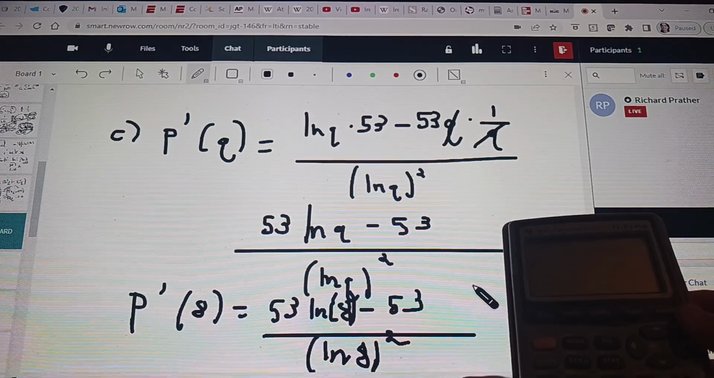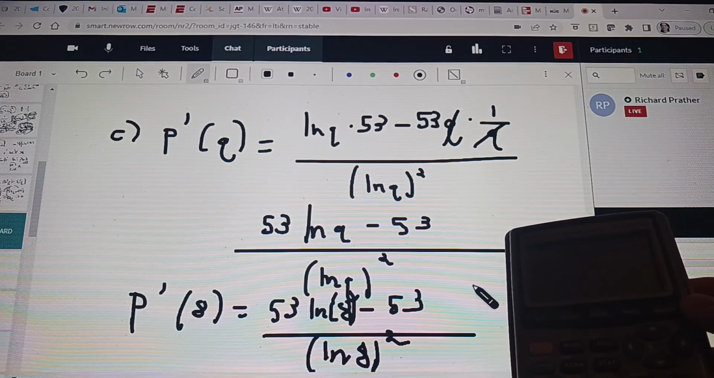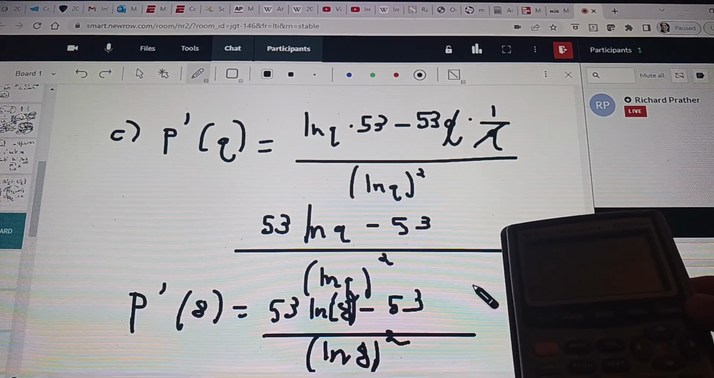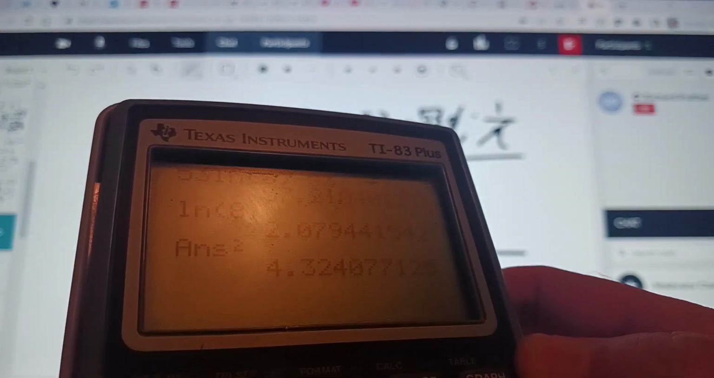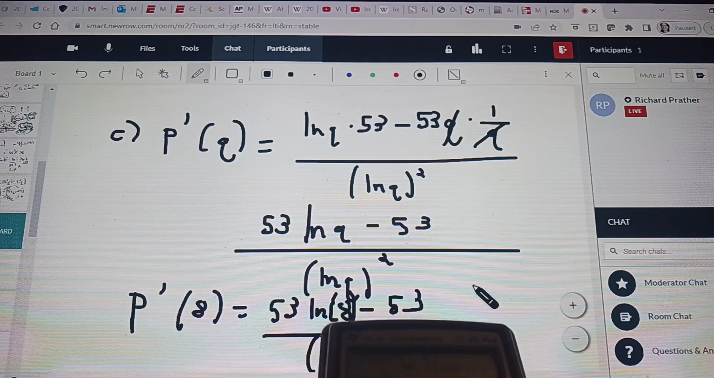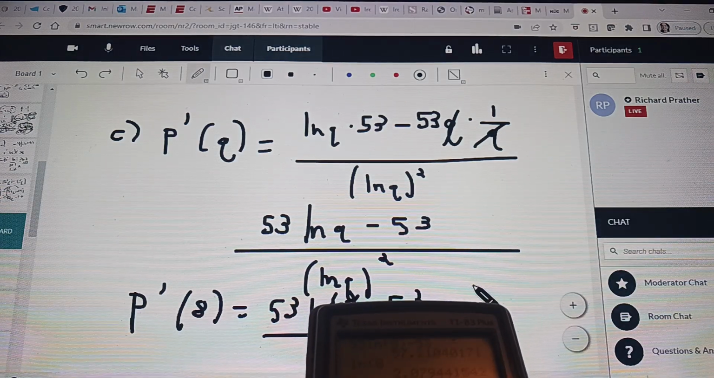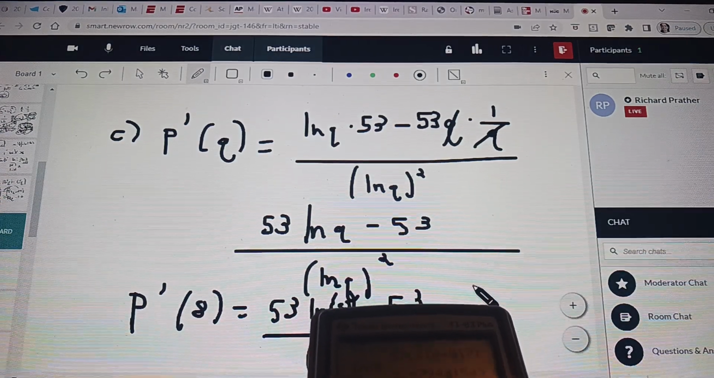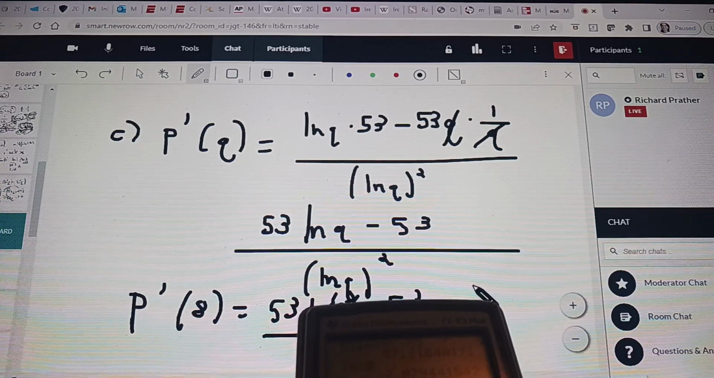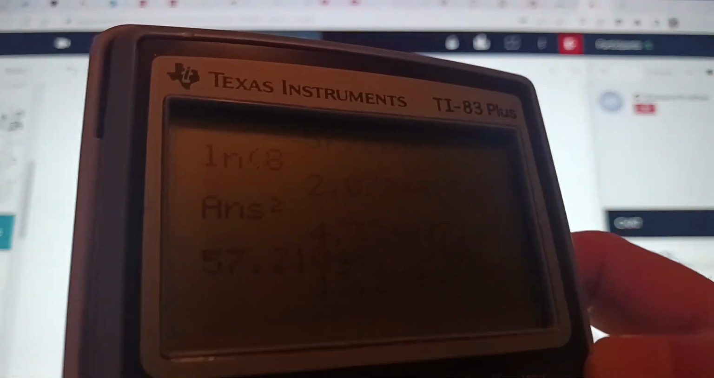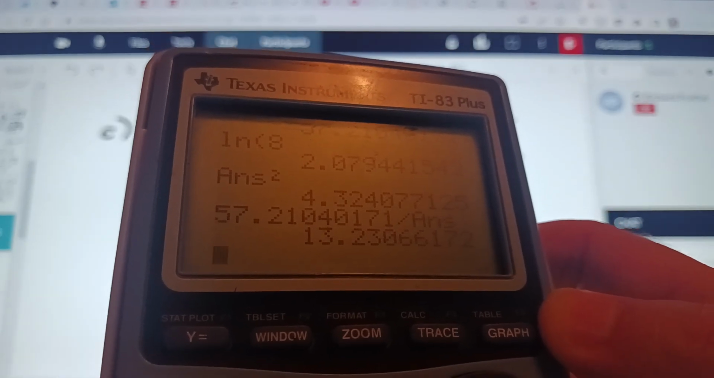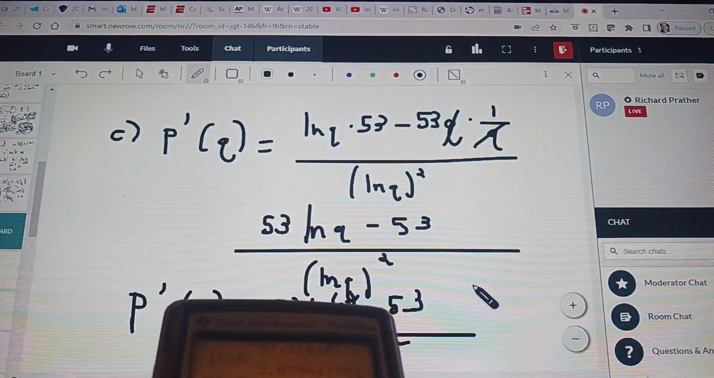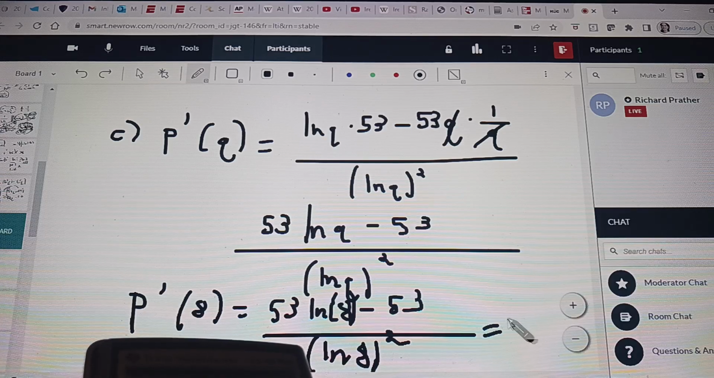The denominator would be ln 8 squared. 4.324077125. So if I divide that first answer, 57.2104017, by this current answer, then this should be the answer they're looking for because this is about money. So my calculator has 13.23. In other words, $13.23.